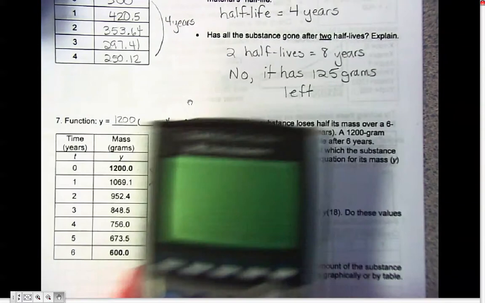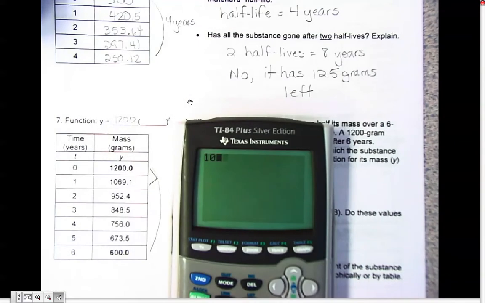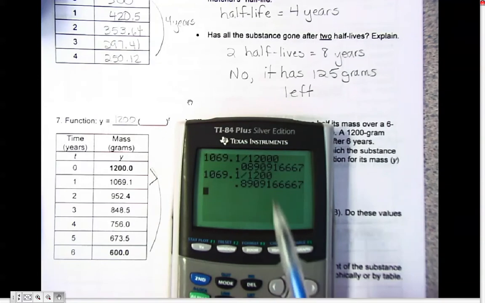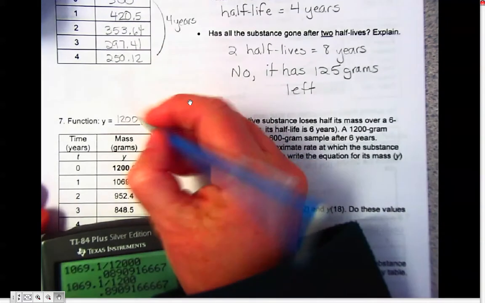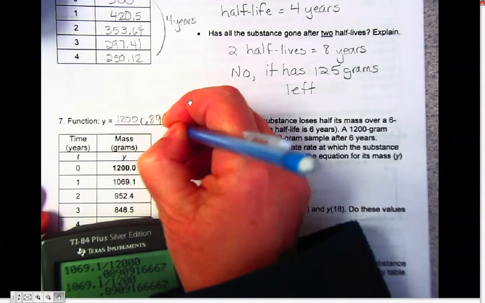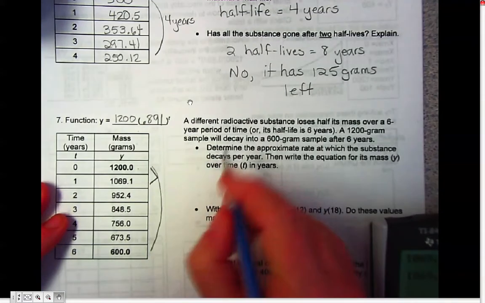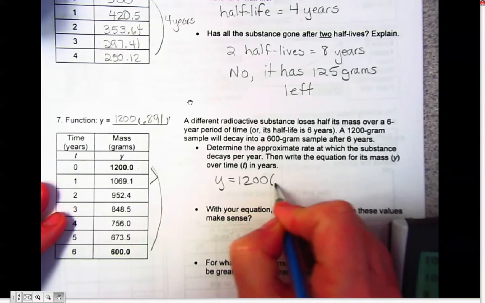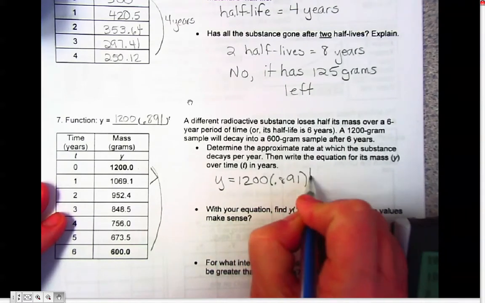So we'll do 1069.1 divided by 1200. I did too many. 1069.1 divided by 1200 is 0.89. Let's round it to 0.891. So we'll put that here. Okay, and let's write the equation. Y equals 1200 times 0.891 to the t.